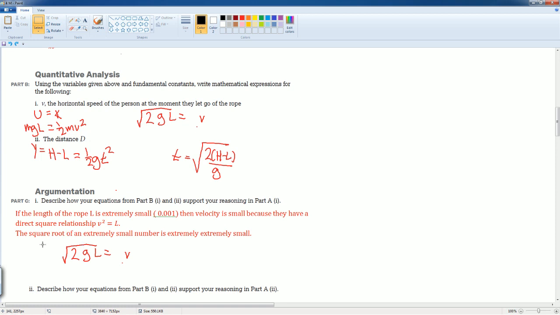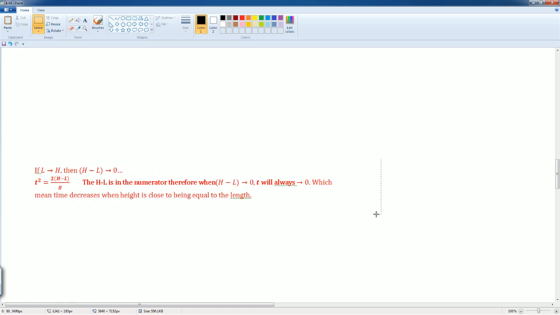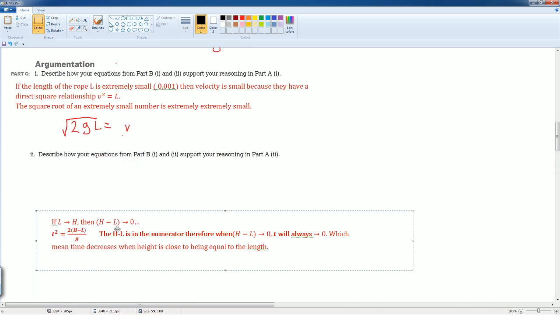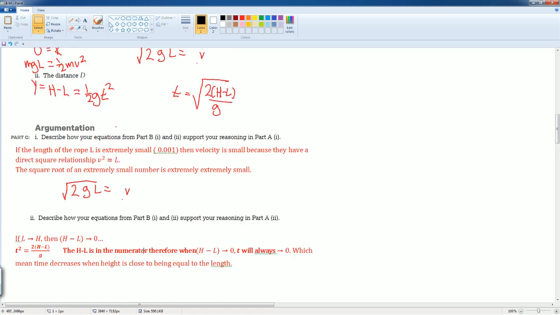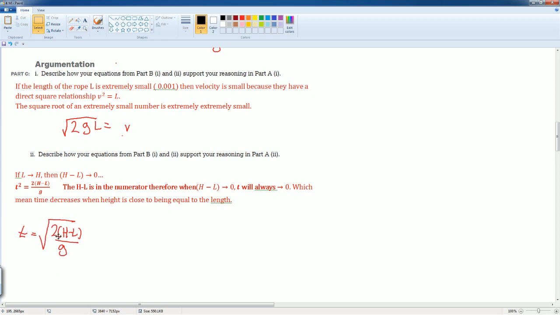Describe how your equation from part B1 will support your reasoning here. Well, for that one, I have the answer right here. All right, so let's take a look. Now let's grab this equation here, bring it down. So if L is equal to h, then h minus L will go to 0. Well, it's technically not going to go to 0. It's going to become a super small number, right?